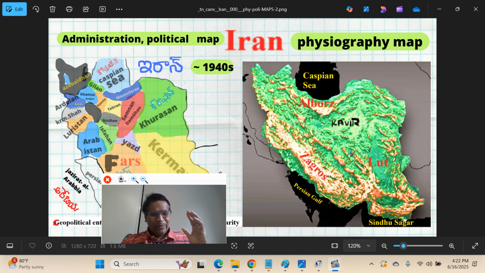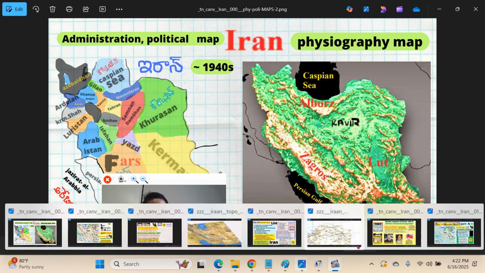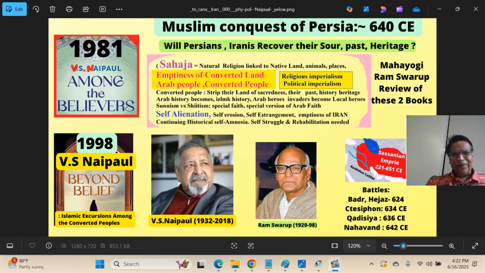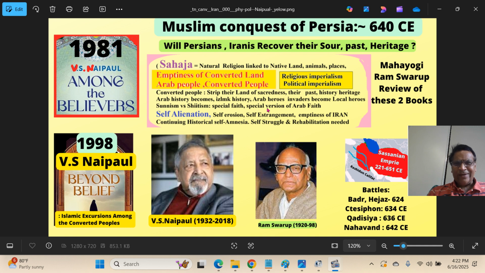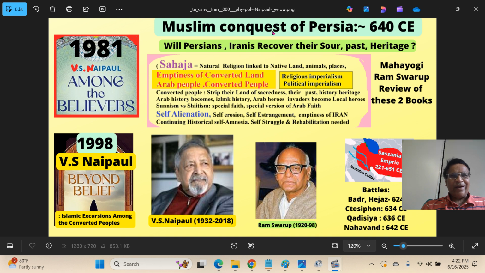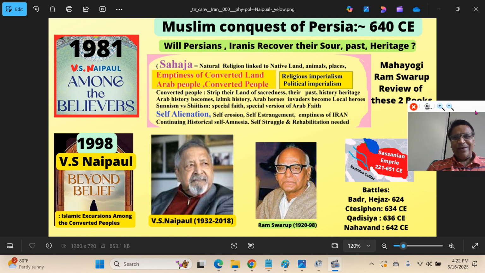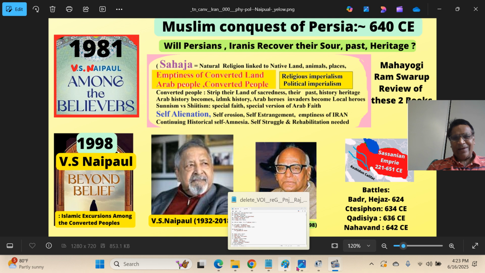By looking at this, you will get a deeper understanding of the history, culture, society of a particular habitat and region. Nobel laureate V.S. Naipaul, one of the greatest writers of the English language, wrote two fascinating books, in 1981 and 1988, Among the Believers and Beyond Belief, and India's greatest thinker, Mahayogi Sri Ram Swarup, has reviewed those books and talked about what Persia has undergone after the Islamic conquest, the Muslim onslaught in 1640. It never recovered from that. An attempt by the Shah Pahlavi dynasty to overcome that was not successful, and we'll talk about that in great detail about Persia, Iran, one of the great ancient nations, Islamized and Arabized today.